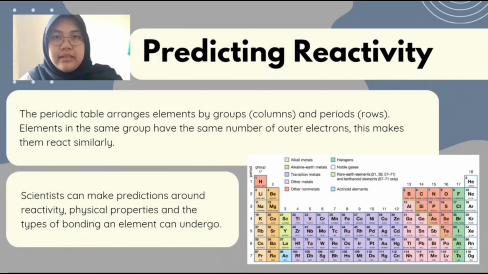The periodic table is arranged by groups and periods. Elements in the same group have the same number of outer electrons, which makes them react similarly. This helps predict an element's reactivity, physical properties, and bonding behavior.